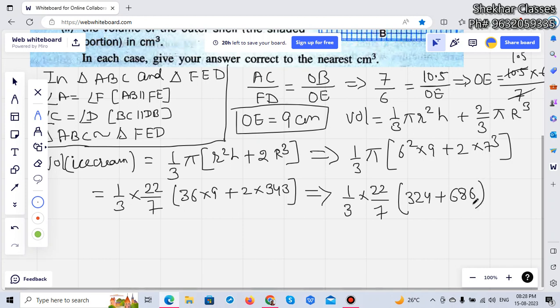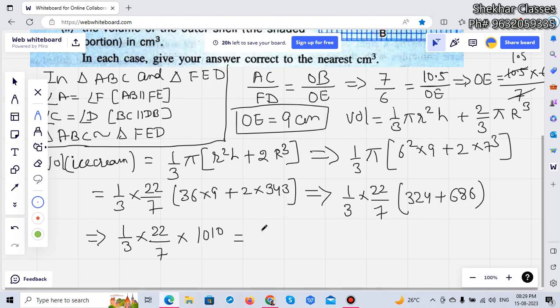If you add it to 324, we get 1010, right? So here it will be 1 upon 3 into 22 upon 7 into 1010. Can we divide this by 7? Yes, we can divide and multiply and see what exactly the answer comes as.